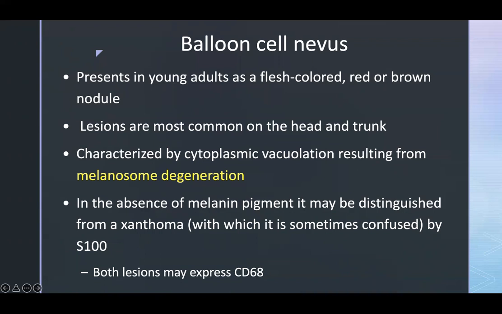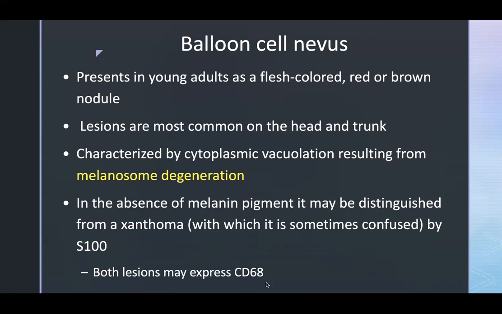So you can think about a xanthoma, which you'll learn about later, as having this kind of foamy cytoplasm among histiocytes. And that clear cell cytoplasm with that vacuolation can look very similar. But you can do an S100 stain or other melanocytic marker stains and demonstrate that these are, in fact, melanocytes that have the clear cytoplasm and not histiocytes.